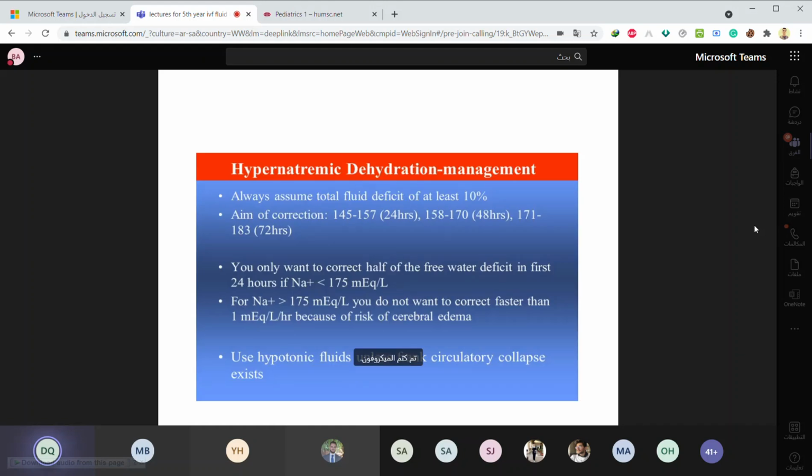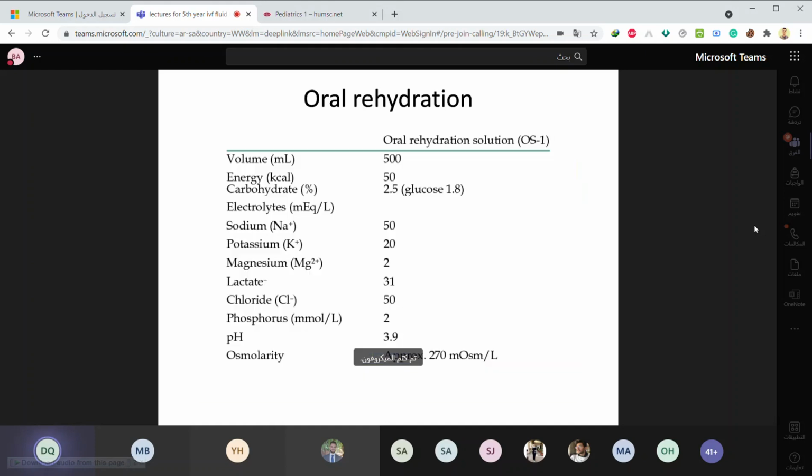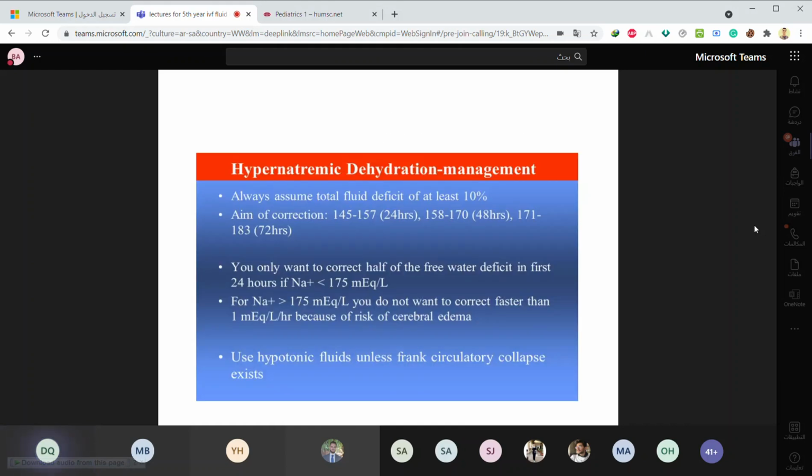So always assume total deficit at least 10% in hypernatremia. The aim of correction is to correct sodium in 24 hours in case of sodium level between 145 to 157. If the sodium in the serum is between the range 158 till 170, we have to correct it over 48 hours. And if the sodium level up to 183, we have to correct it over 72 hours.